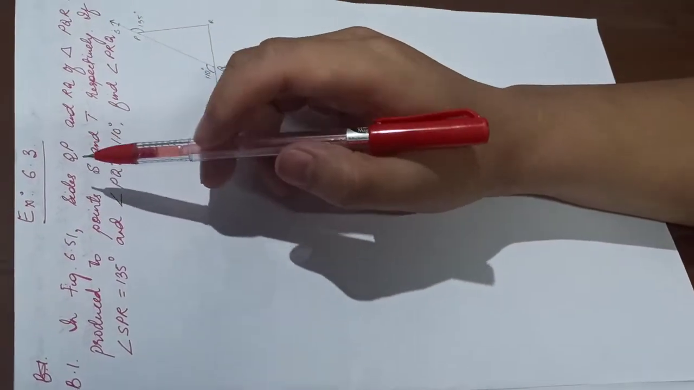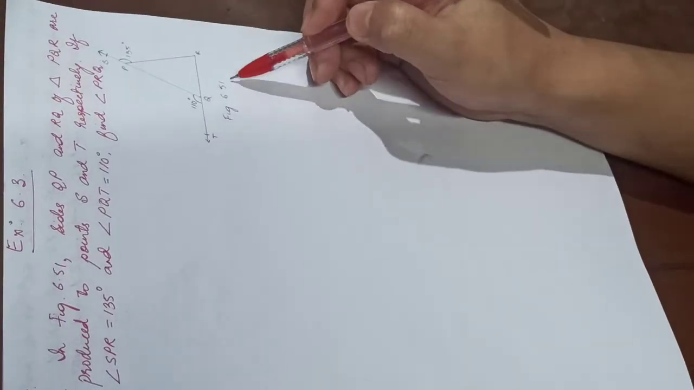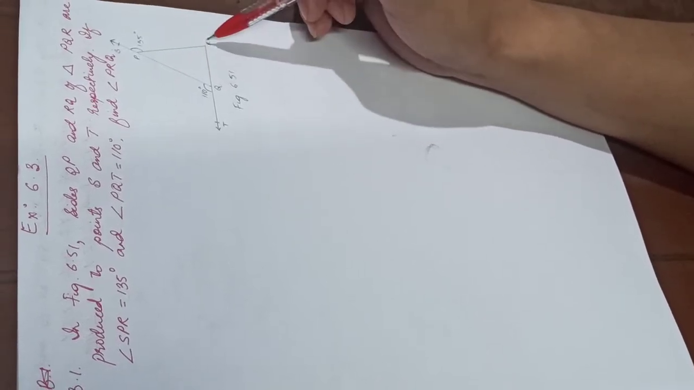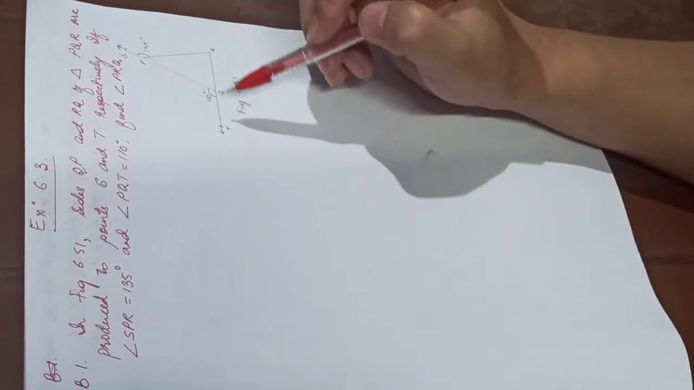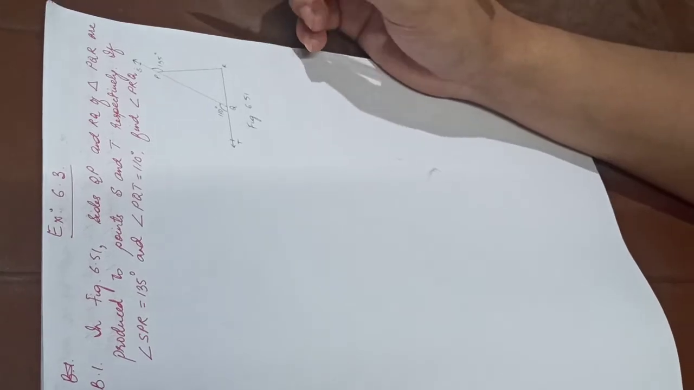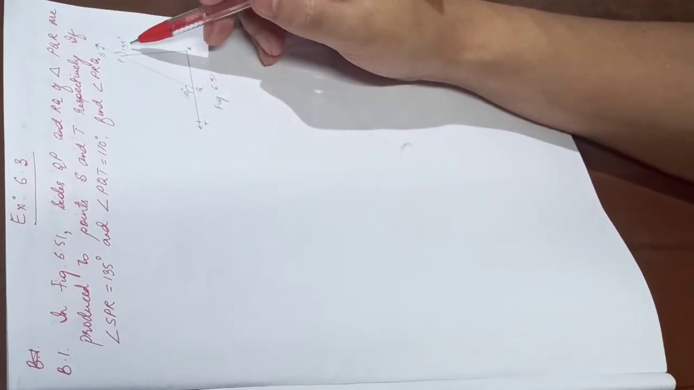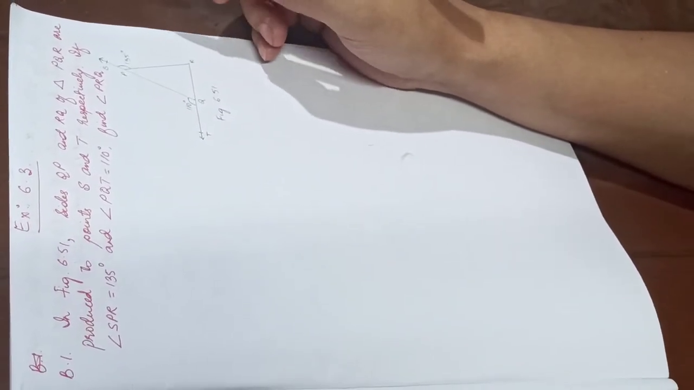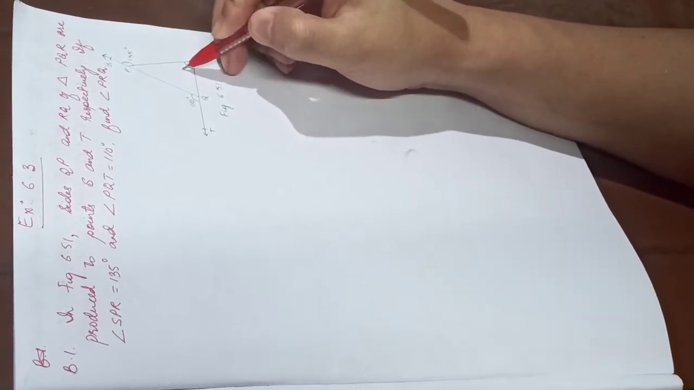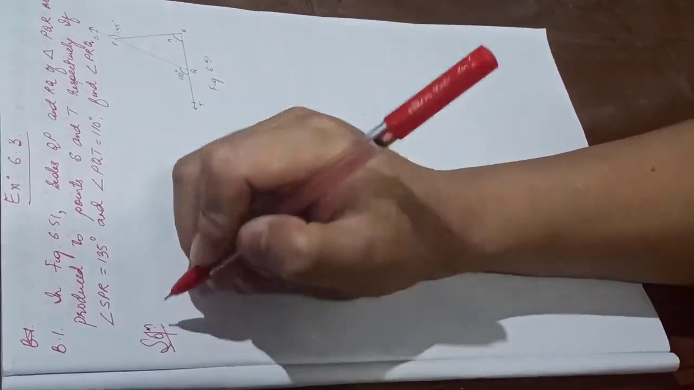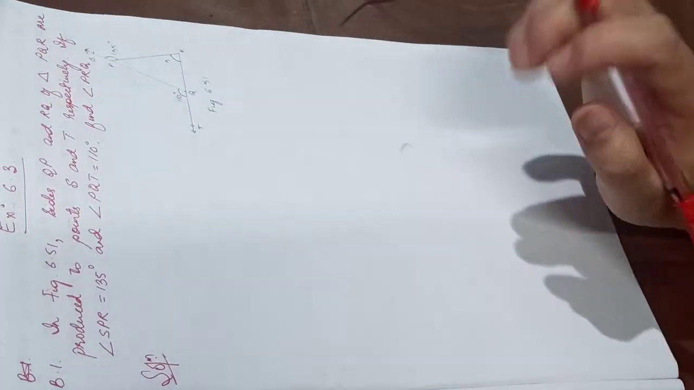In exercise 6.3, the question says: in figure 6.51, sides QP and QR of triangle PQR are produced to points S and T. That is, PQ is produced to point S and QR is produced to point T respectively. If angle SPR is given as 135 degrees and angle PQT is given as 100 degrees, find angle PRQ. That means we need to find this angle here. So for the solution, I'm going to write all the information that is given in the question.